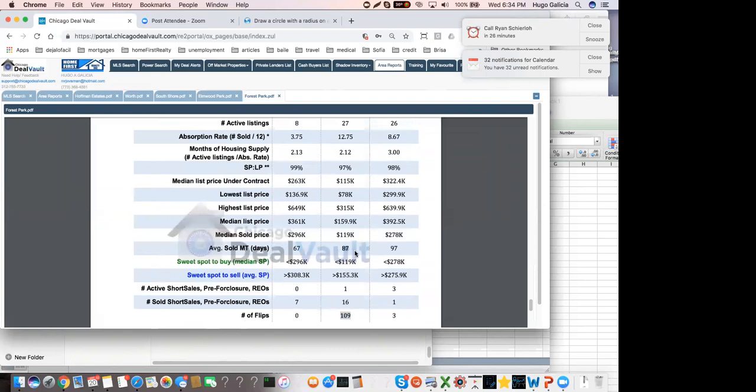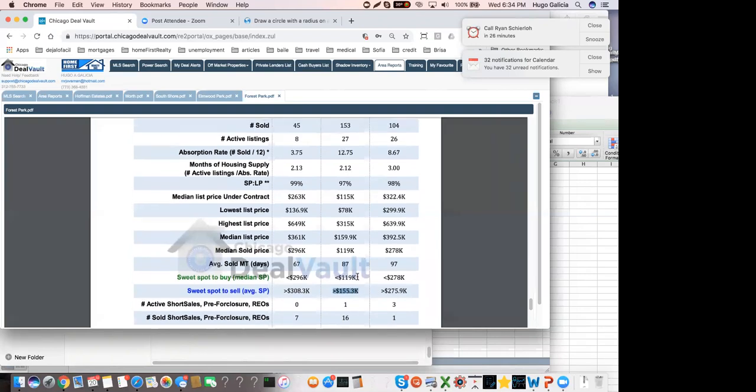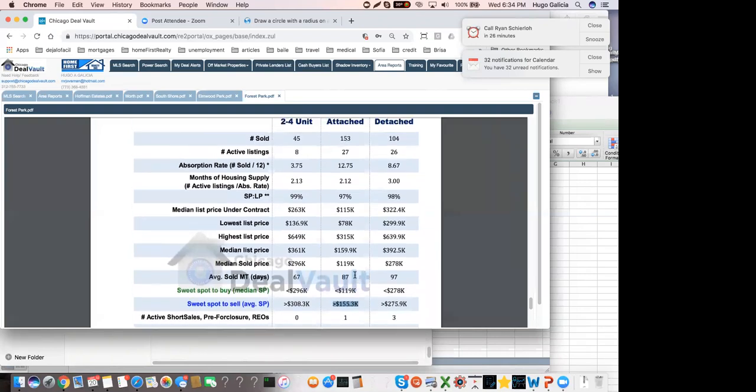Okay, even though there are a lot of flips in this area, it doesn't mean it's a hot market, okay? It doesn't mean you're gonna be making big money, because look at this, look at the spread. If you buy it below 120 and sell it over 150, the spread is not that great. And depending on the rehab amount, this is not an area that we would consider hot, okay?